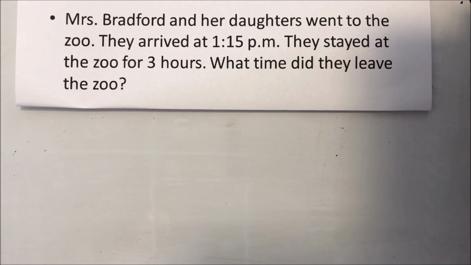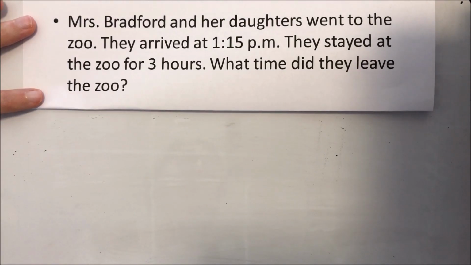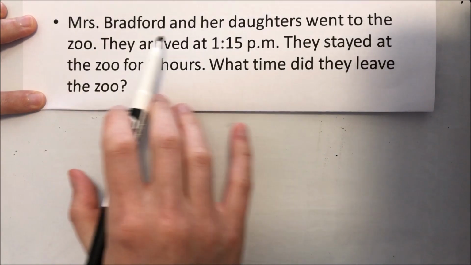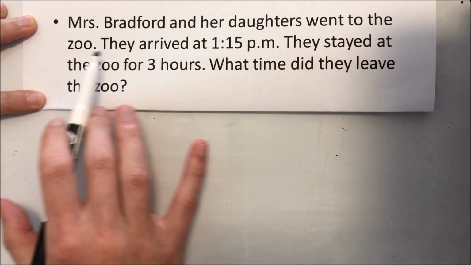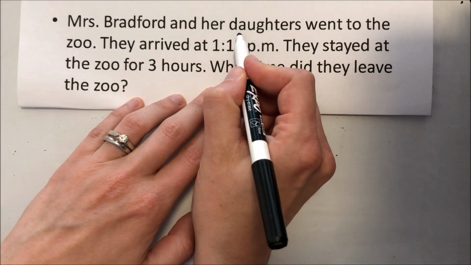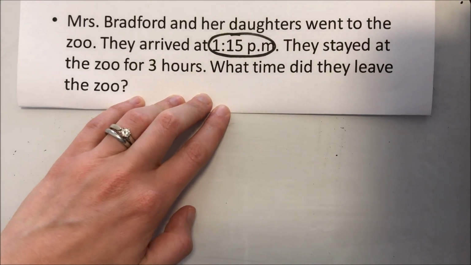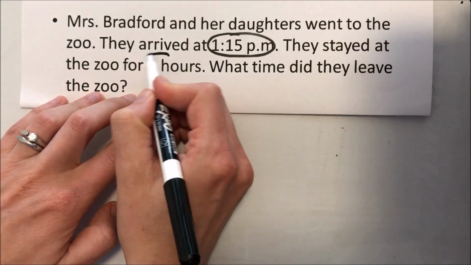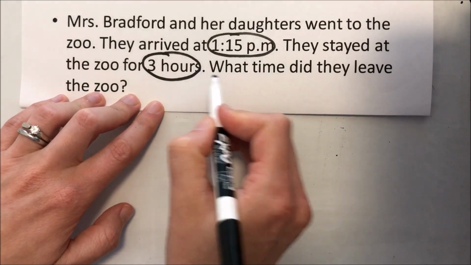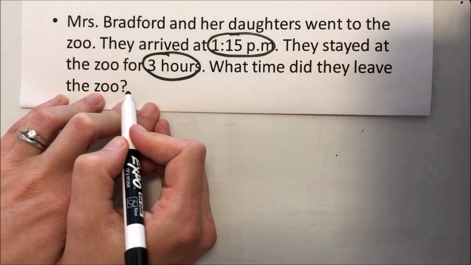Okay, let's again read the question and look for the most important parts. Mrs. Bradford and her daughters went to the zoo. They arrived at 1:15 p.m. They stayed at the zoo for 3 hours. What time did they leave the zoo?